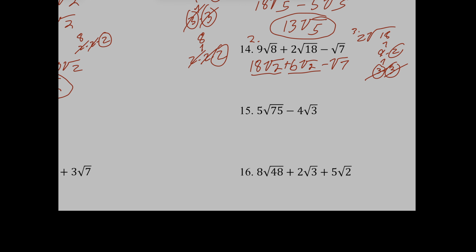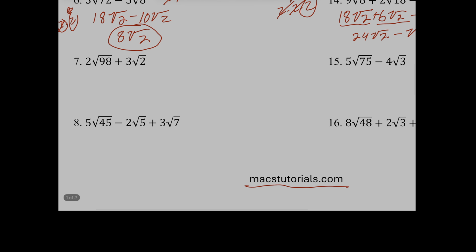So here are my like terms. Okay, pretend like they're x's. This is going to be a 24 root 2 minus root 7. And that's the answer. So as soon as you find that you don't have radicals that add, you're done.